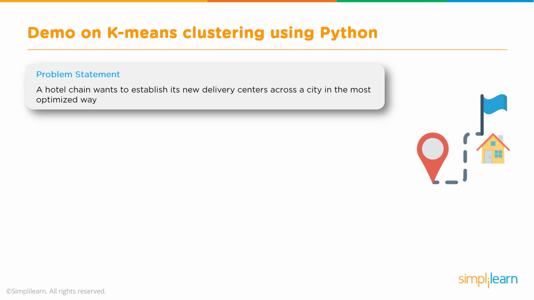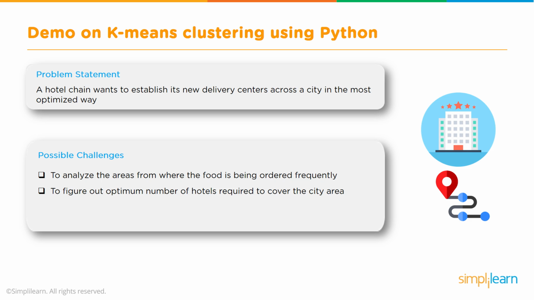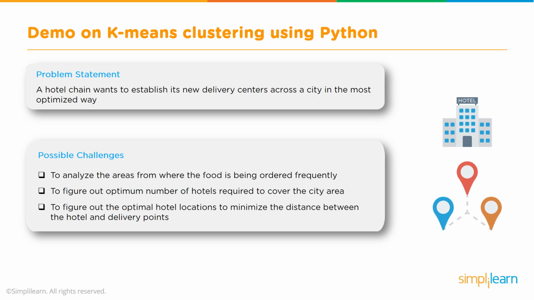So in this case, some of the possible challenges that are going to come up is we want to analyze the areas from where the food is being ordered frequently, to figure out the optimum number of hotels required to cover the city area, to figure out the optimal hotel locations to minimize the distance between the hotel and the delivery points. This gives you an idea of one of the uses for clustering. You start clustering these different things together until you find the optimal place to place a hotel.